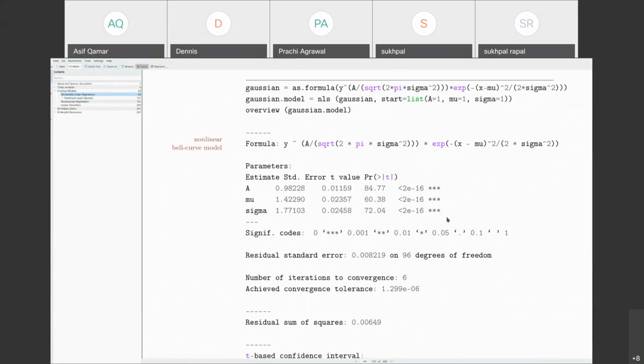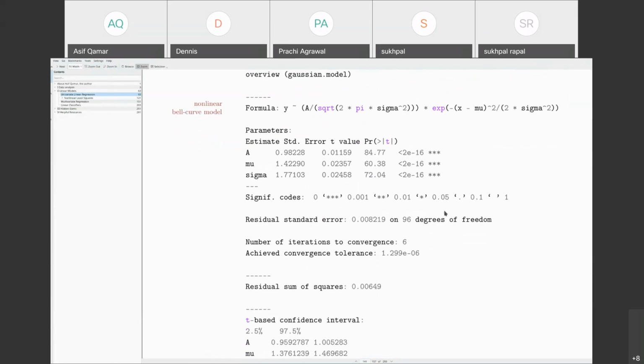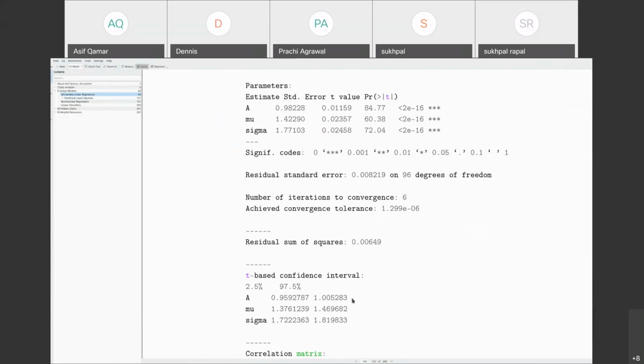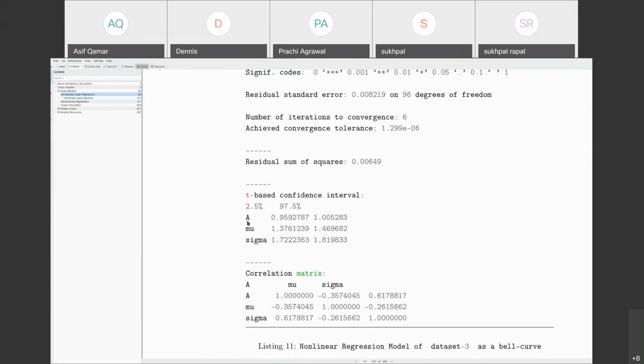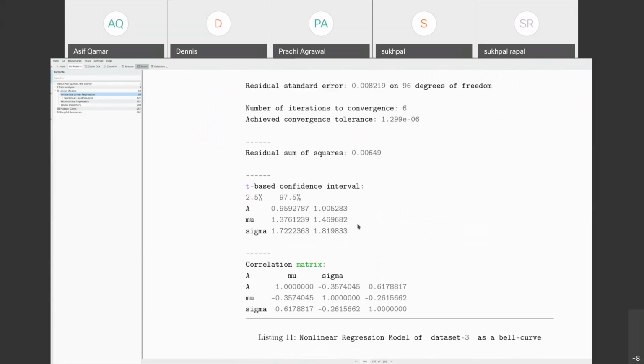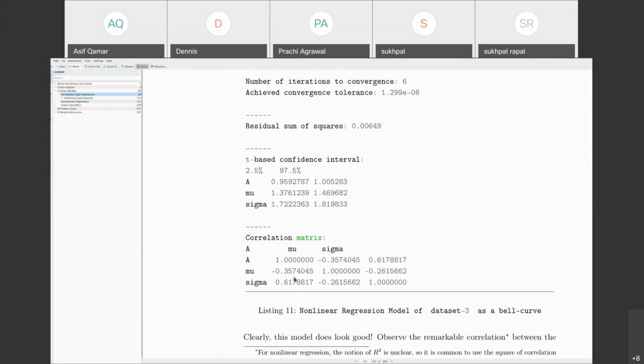And in a moment, we have a model. That model once again looks good. The t values are very good, 84, 60, 72. The p values look good, right? And the confidence intervals are pretty tight, right? It says that a is between 0.95 and 1, which is a pretty tight value. The correlation matrix, again, the off diagonal elements are not very strong, right? Though little small values are there.